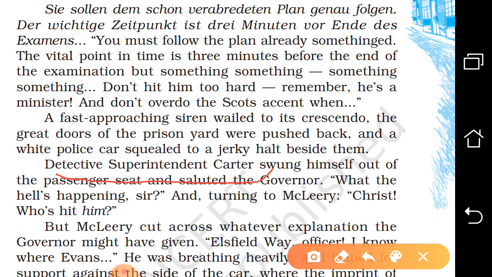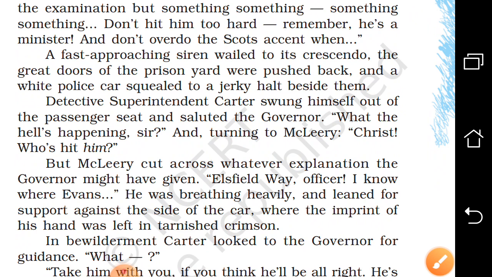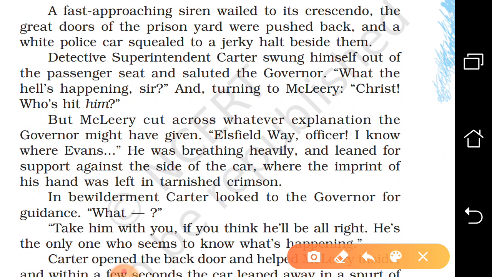"What the hell is happening here?" And turning to McClary, "Christ, who has hit him?" Seeing McClary fully blooded, he asked who had hit him. But McClary cut across whatever explanation the governor might have given. "Ainsfield Way, officer, I know where he went." This McClary was uttering the same dialogue again and again: he knows where Evans has escaped.